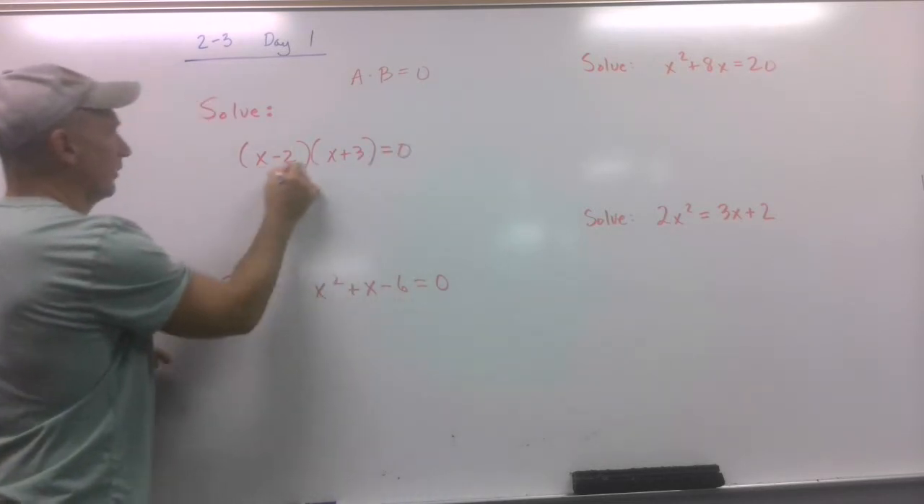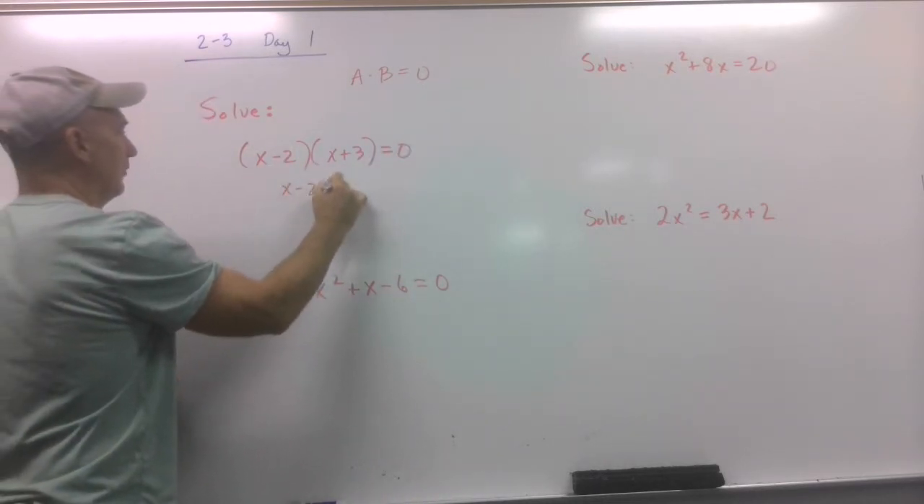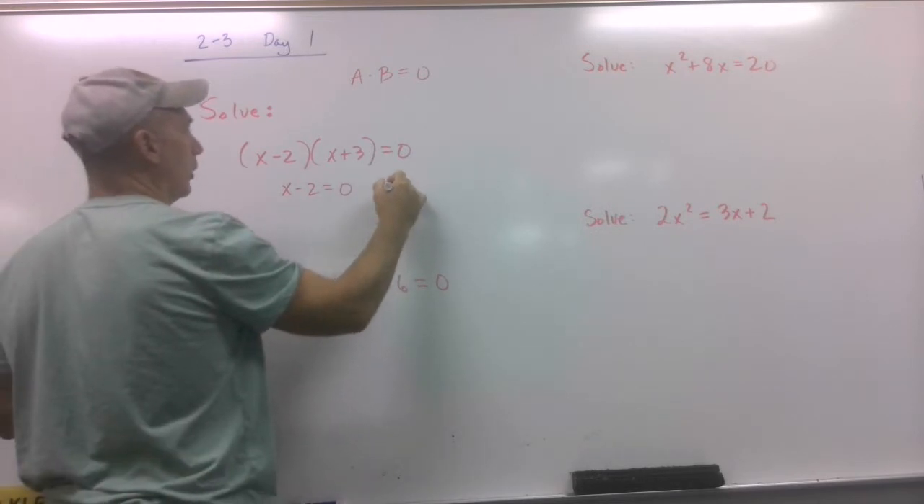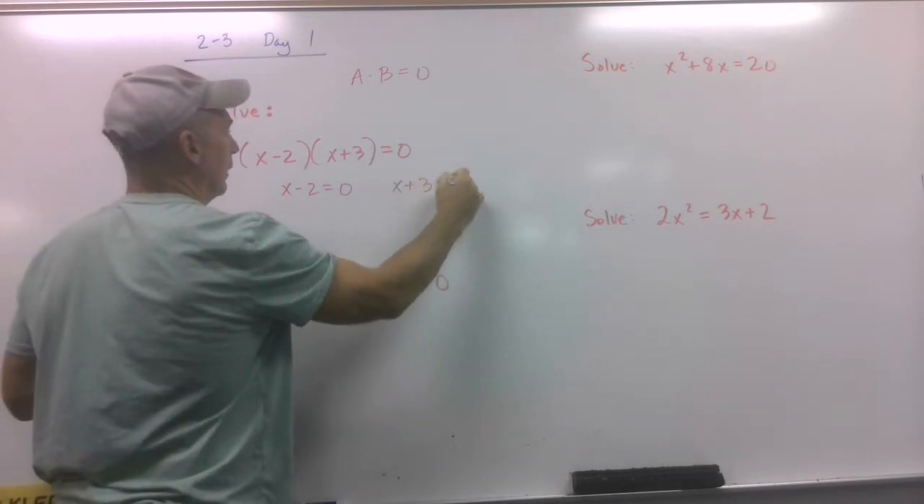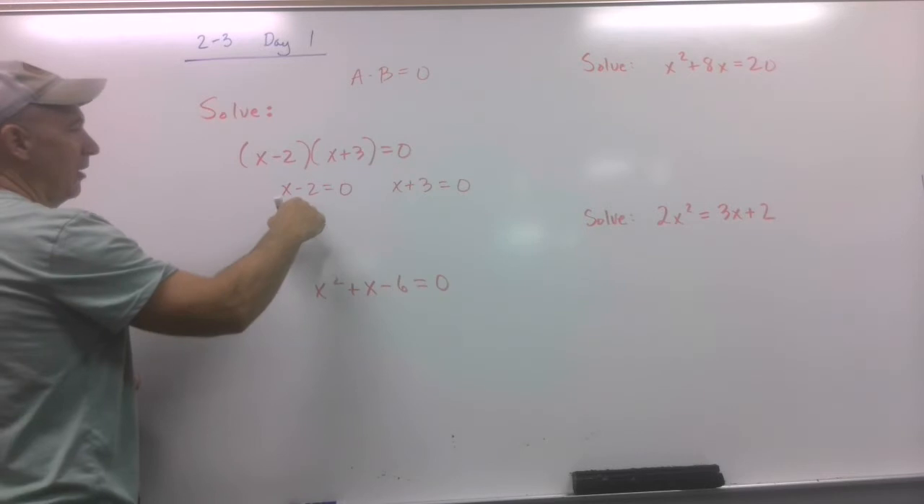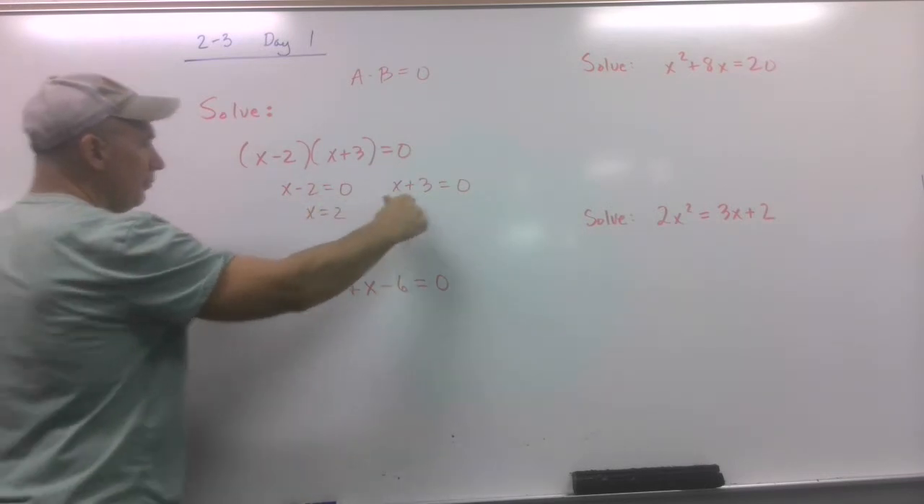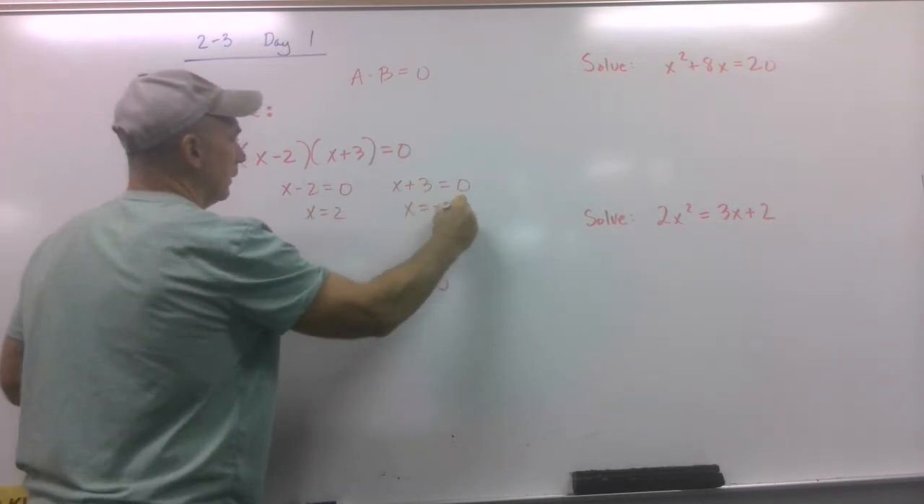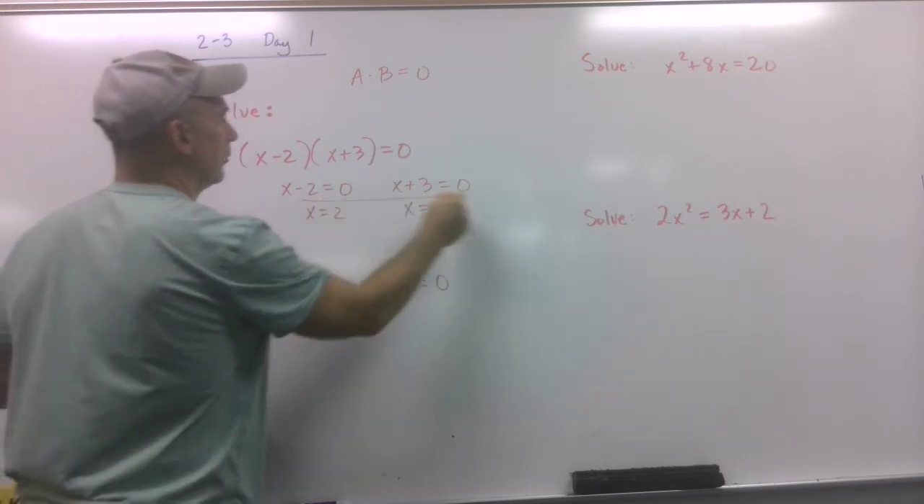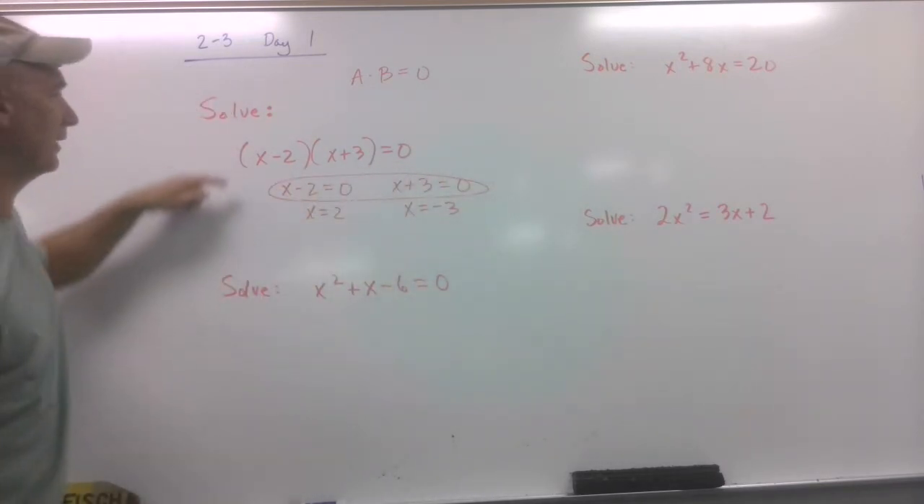What that means is this has to equal 0, or the second one has to equal 0. Let me just solve it. Add 2, subtract 3. Now you really shouldn't need to show this on these types of problems.